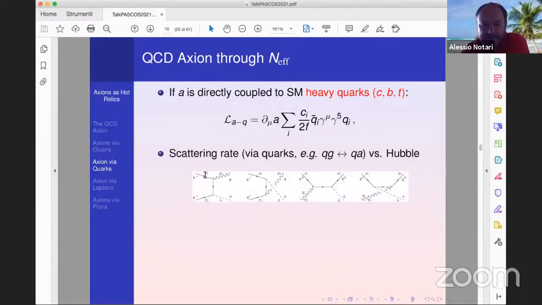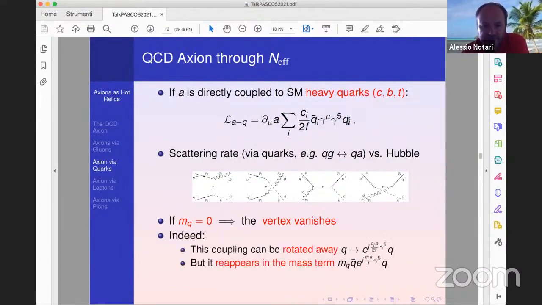Okay, so the typical coupling of the axion to the quarks, for instance, is a derivative coupling. Now, the scattering rates can be represented in this way. You have 2 quarks producing, for instance, a gluon and an axion. Now one can estimate, first of all, there is a property. If the mass of the quark is 0, the Lagrangian term itself vanishes actually, because you can integrate by parts, and by using the equation of motion of the quarks, you can see that this is 0. Okay, this is one way of seeing it. Another way to see it is that you can actually rotate away this coupling by chiral rotation.